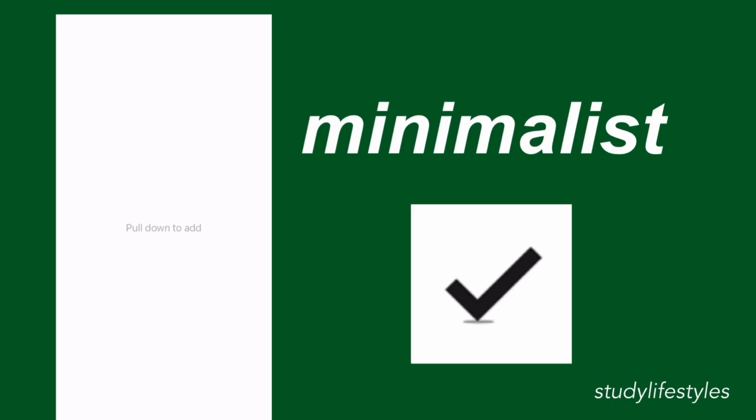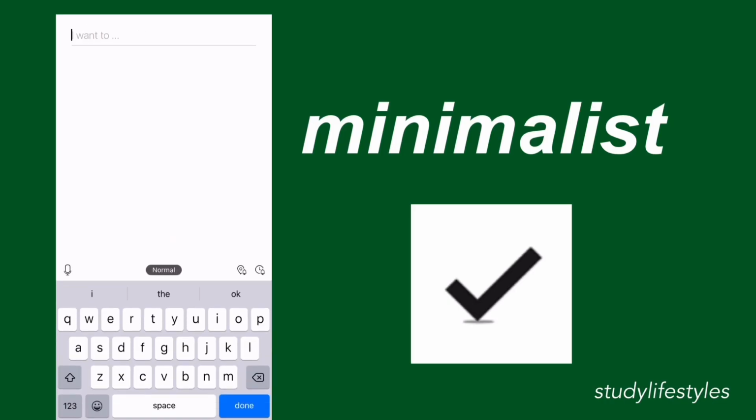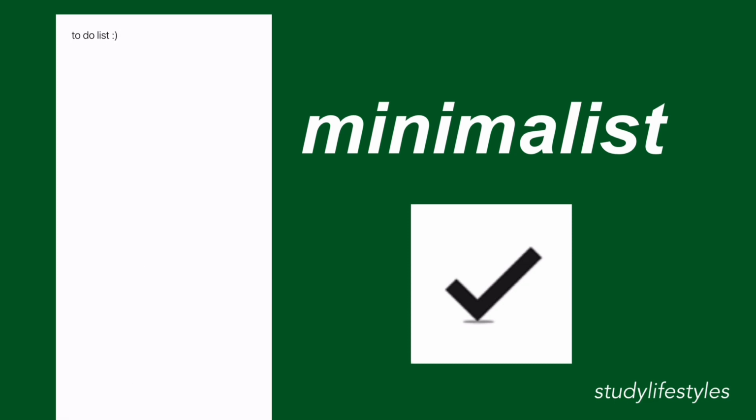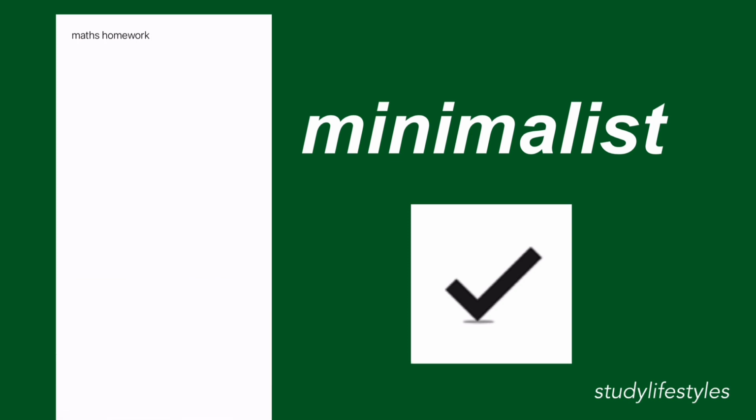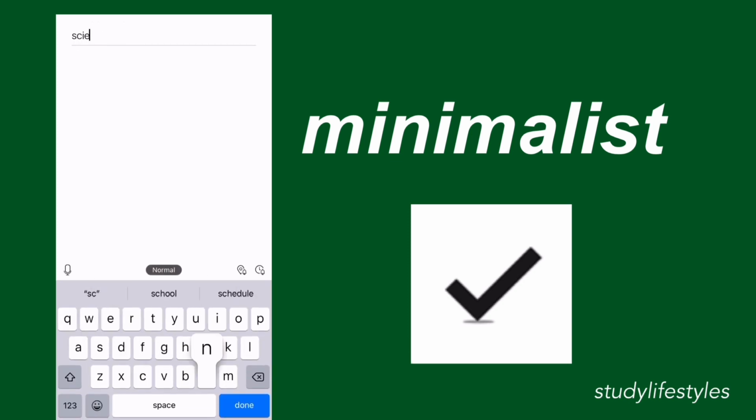So the first app that we have here is called Minimalist, and this is a really simple, basic, easy to use app that has really cool features in it as well. So the first thing is if you pull down, it adds a new task, and then you can just type in what task you are going to do. If you slide to the left of the task, then it will remove it. So this is ideal if it got cancelled or postponed, or just something happened and you can't do it anymore.